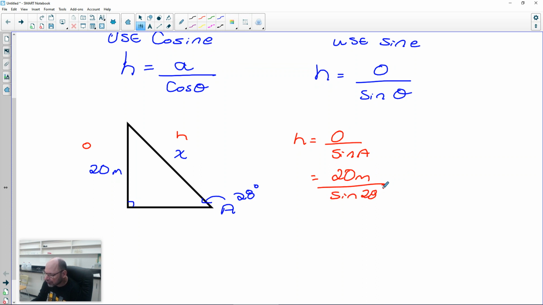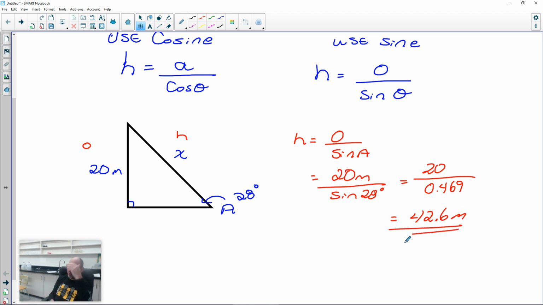So we have to get what the sine of 28 is first. 20 meters divided by, take your calculator, sine 28, and that's 0.469. And then when we divide 20 by 0.469, we get 42.6. Okay, so that's how you get the hypotenuse. That one's using sine.